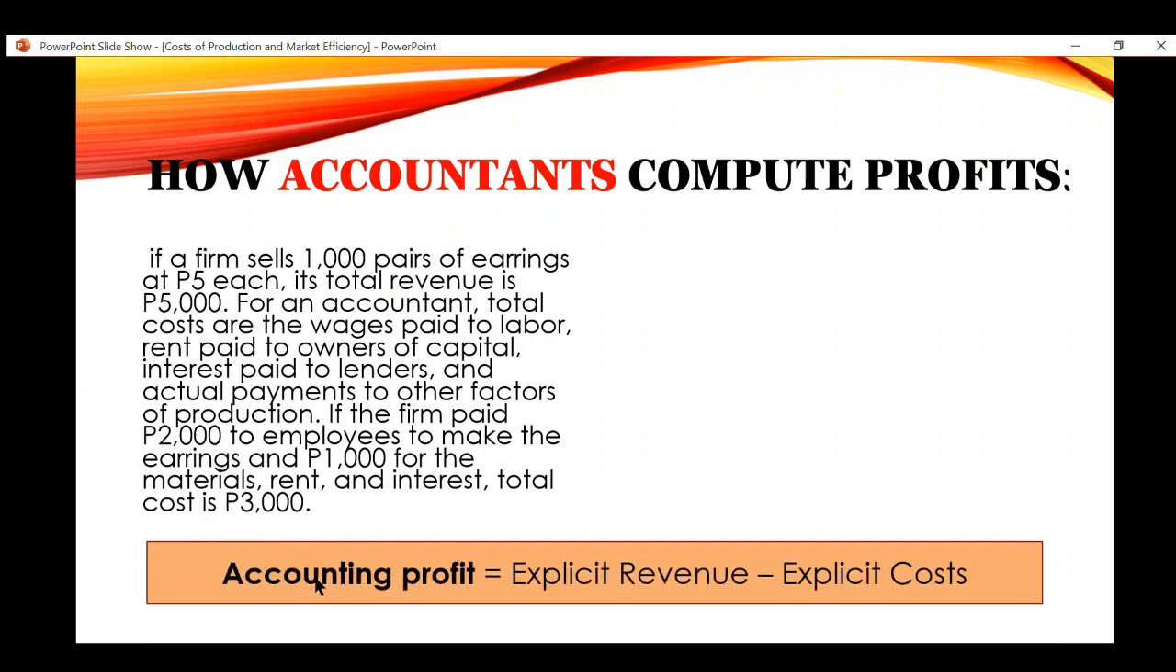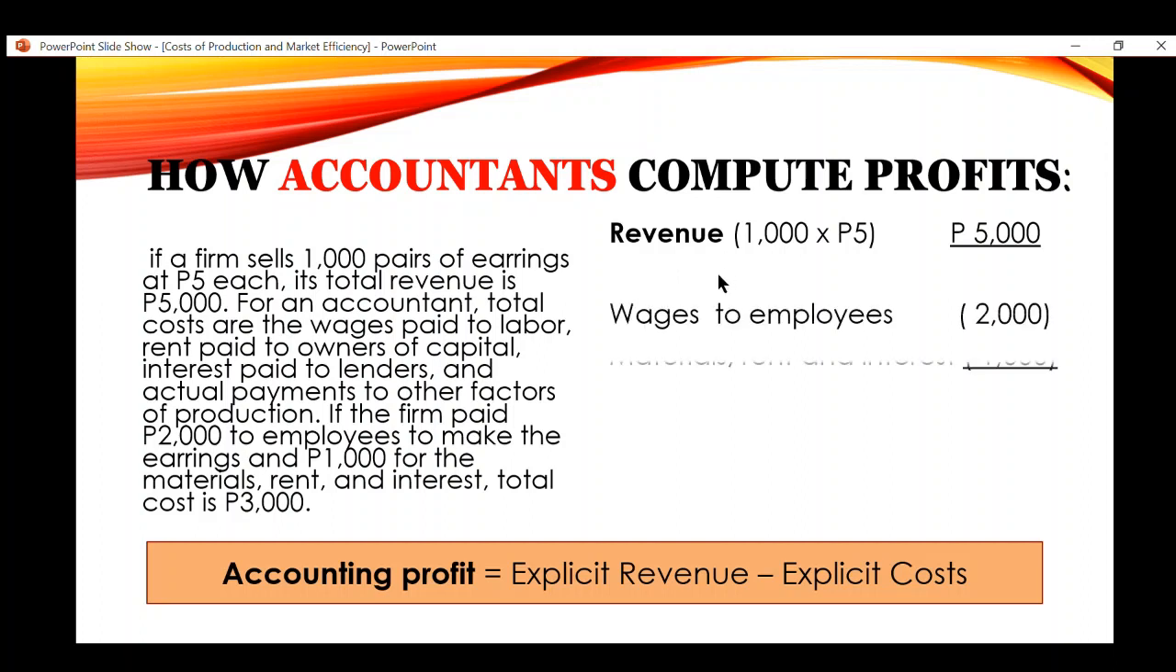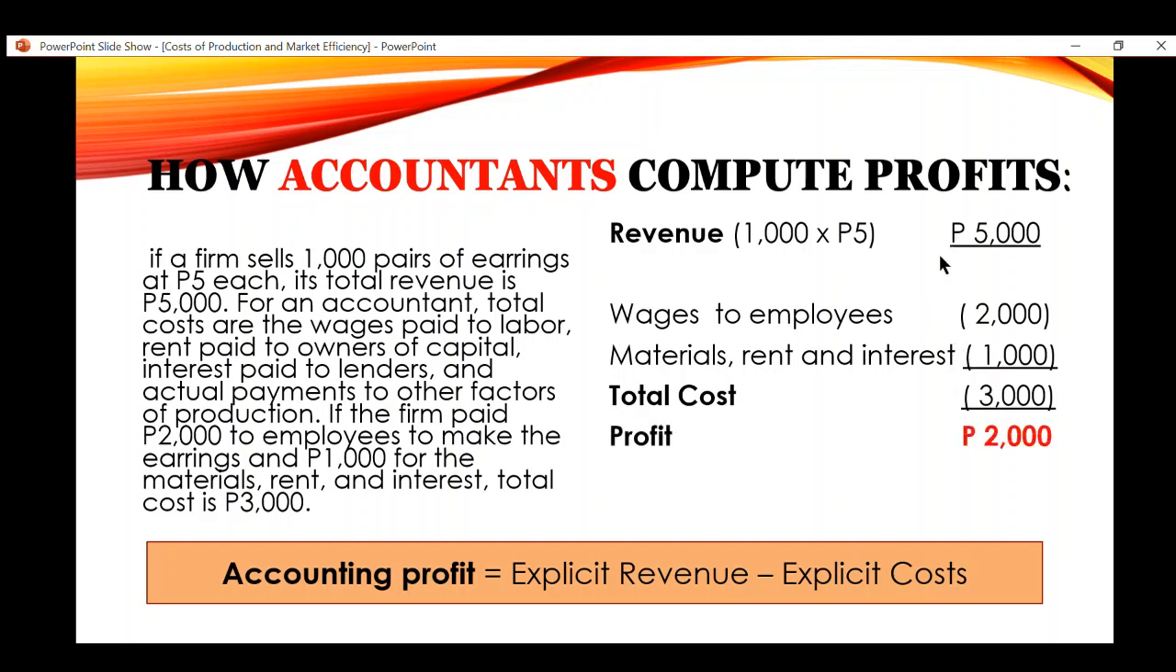Okay, so again, our formula to compute the accounting profit is explicit revenue minus explicit costs. Our revenue is 5,000 pesos. And then we have wages to employees, materials, rent, and interest as our explicit expenses. So our total explicit cost here is 3,000 pesos. We deduct this total cost from our revenue, so we will get a profit of 2,000 pesos. These are our actual revenue and our actual costs and expenses.